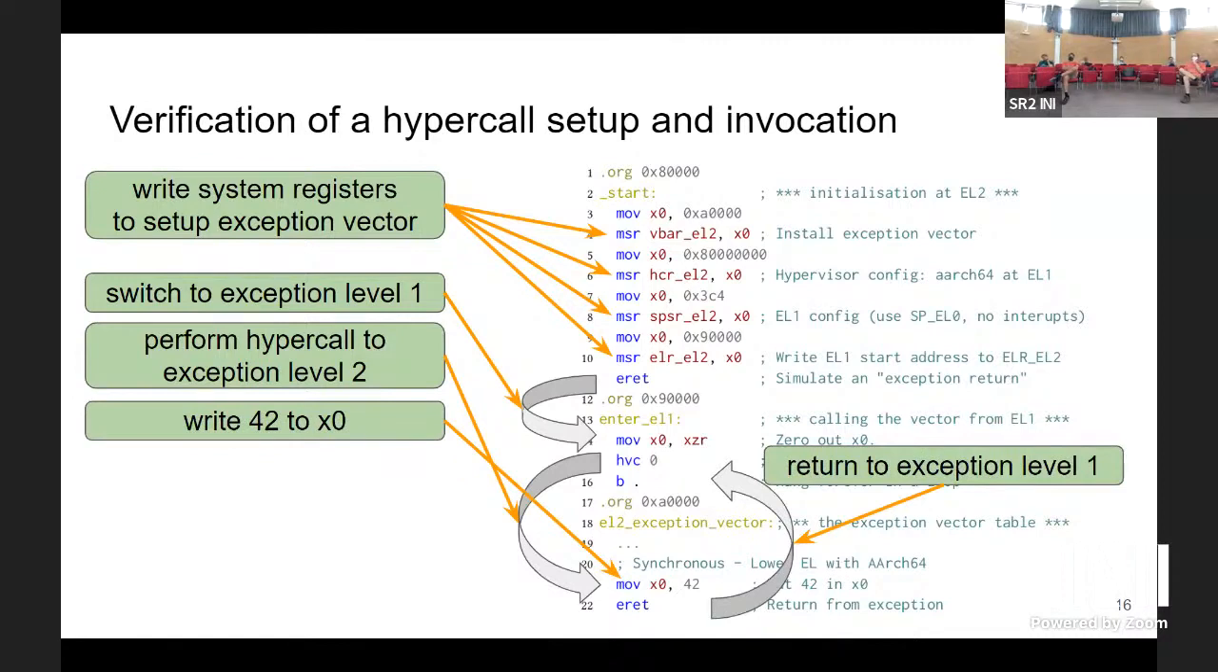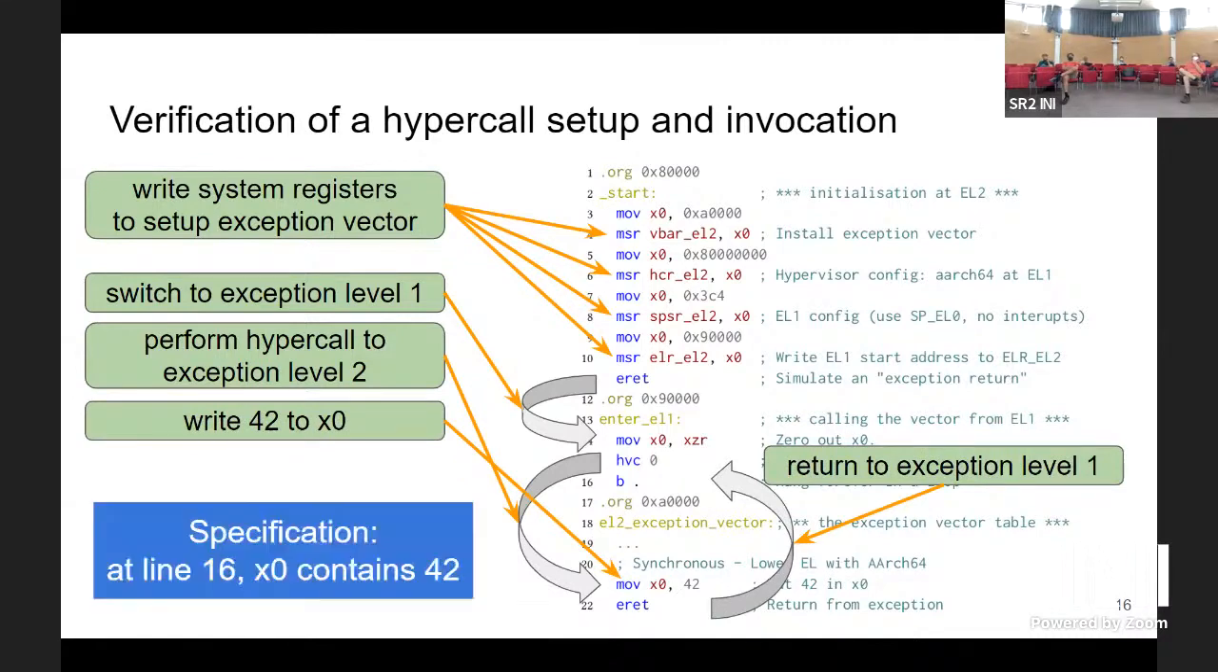The specification that we prove here is not enormously sophisticated. It's just saying that at this sort of pseudo termination point on line 16, the register contains 42. But in order to prove this, you need to correctly understand all of this flow control through multiple exception levels, and that the exception handlers are being correctly installed, and that writing to these system registers is correct. And we can prove this pretty trivially.